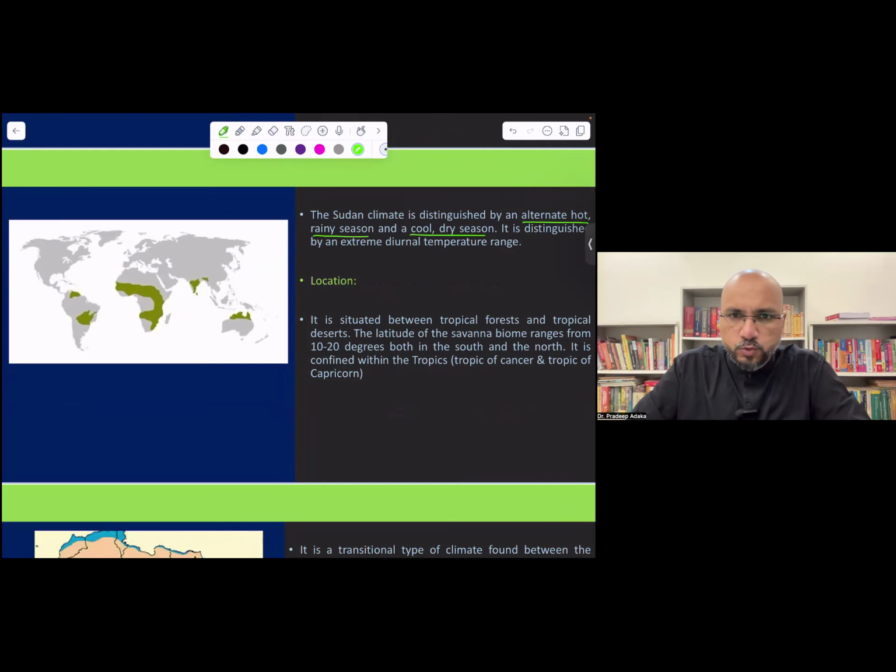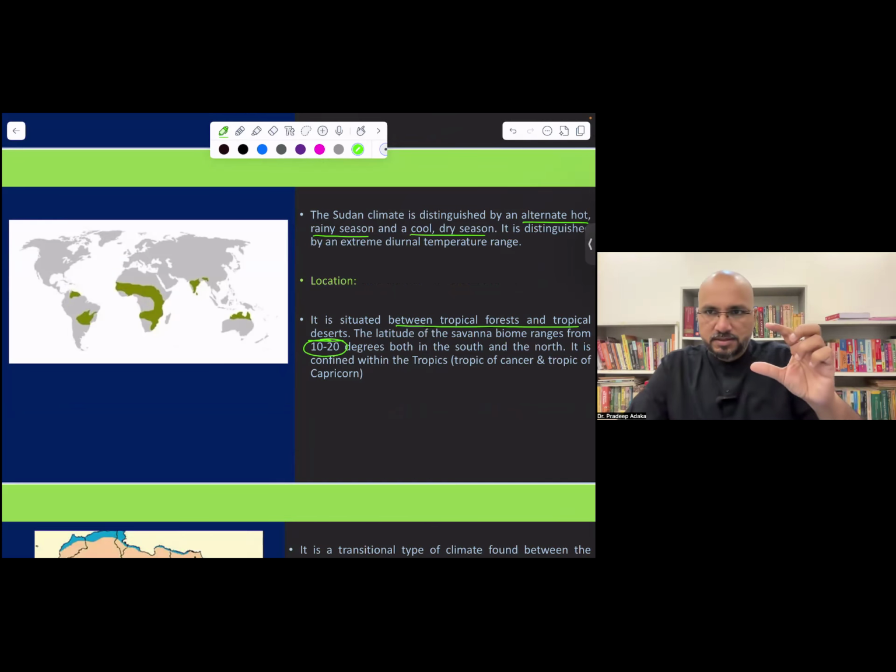Hot rainy season and cool dry season. Extreme diurnal temperature variations you can see during the day and night time. So it is situated between tropical forest and tropical deserts, mainly between 10 to 20 degrees both north and south of the equator. So within your Tropic of Cancer and Tropic of Capricorn. So that is why they are called tropical grasslands.